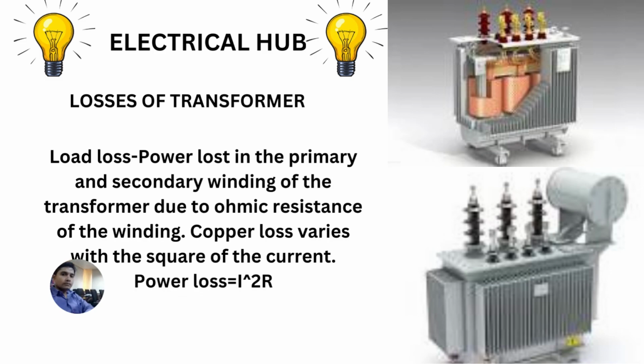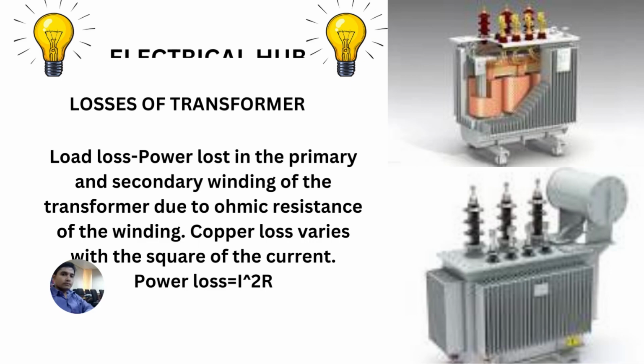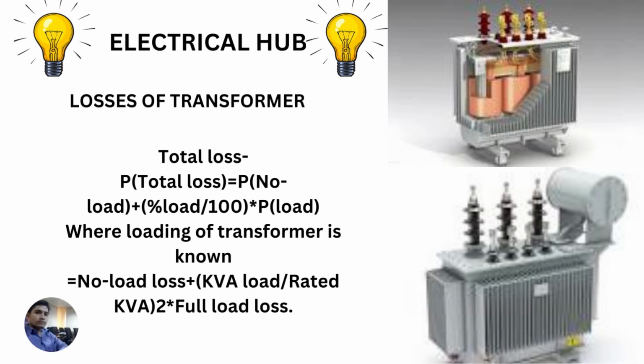And load loss: power lost in the primary and the secondary of the transformer due to the ohmic resistance of the winding is known as the load loss of the transformer. Copper loss varies with the square of the current. So power loss is equal to I square R. So finally, the total losses of the transformer is equal to power at the no load plus percentage of load divided by 100 multiplied by power at the load. And where the loading of the transformer is known, it is equal to no load loss plus (kVA load by rated kVA) squared into full load loss.